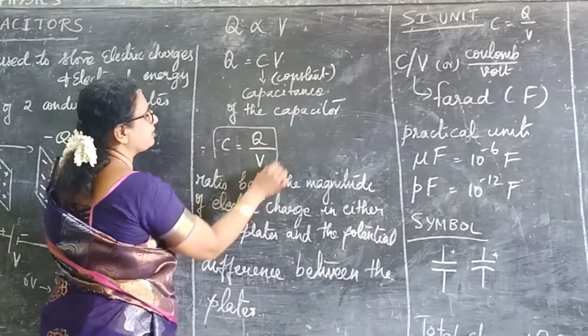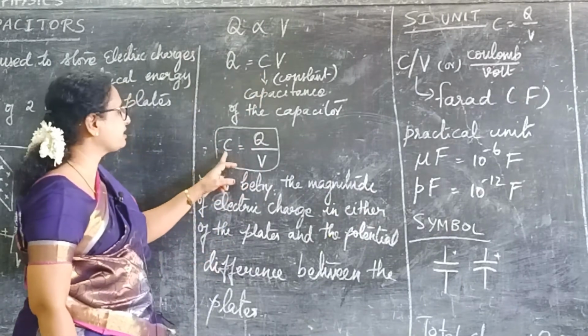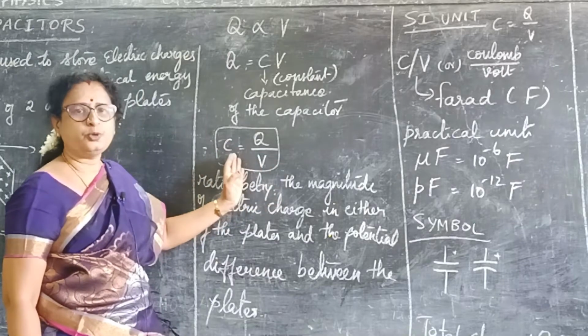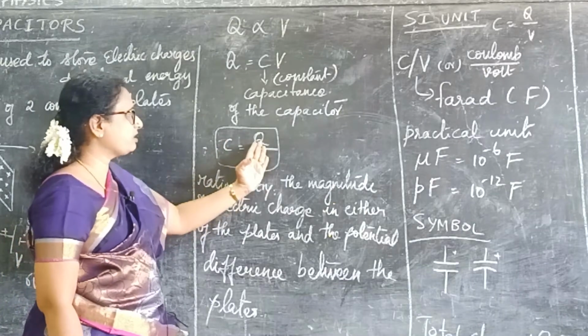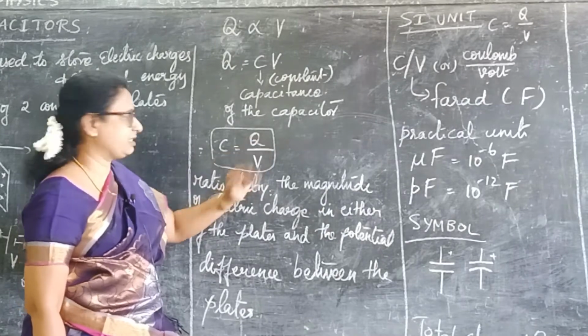Just rearranging this equation, we get the formula for the capacitance of the capacitor as C is equal to Q by V. From this formula itself, you can define the capacitance of a capacitor. Just to see what this Q is, it is the magnitude of the charge that is stored in the capacitor.